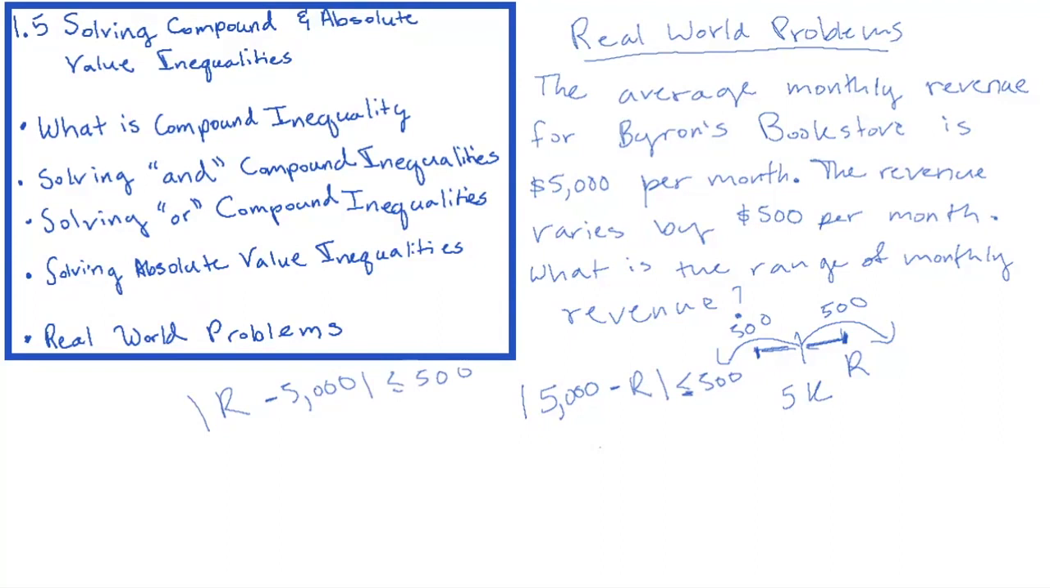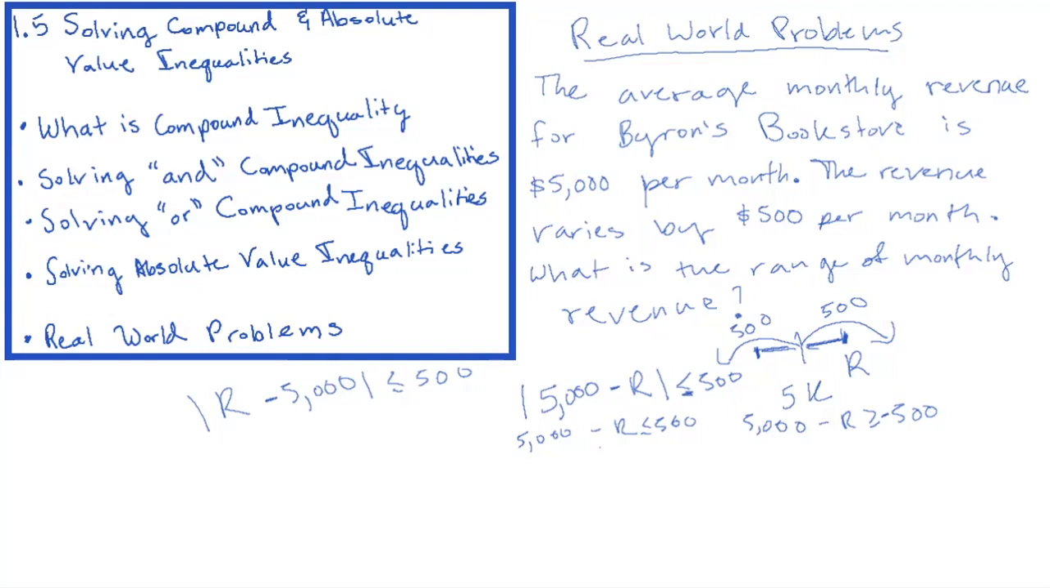So let's deal with this one first. We've got $5,000 minus whatever the revenue is. We've got two cases. Case one: $5,000 minus R is less than or equal to 500. And case two: 5,000 minus R is greater than or equal to negative 500. So those are our two cases.